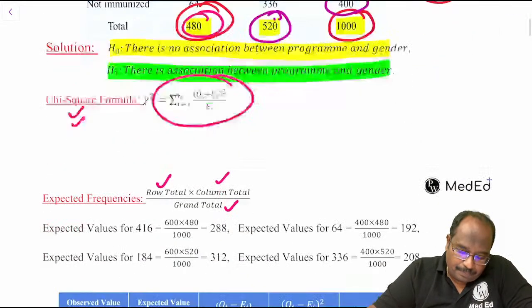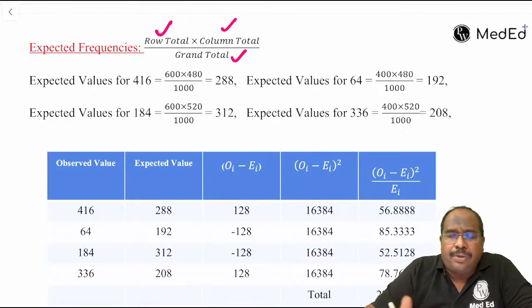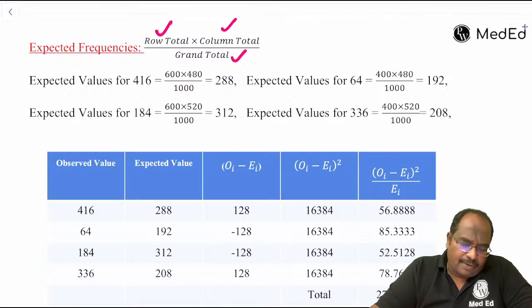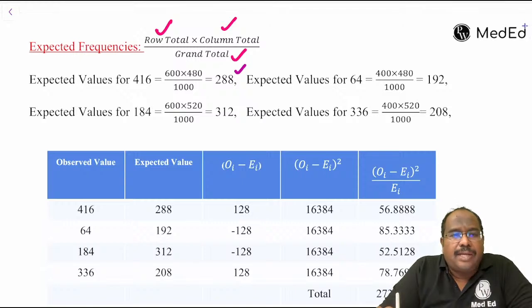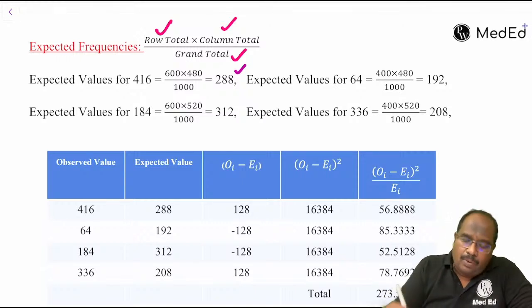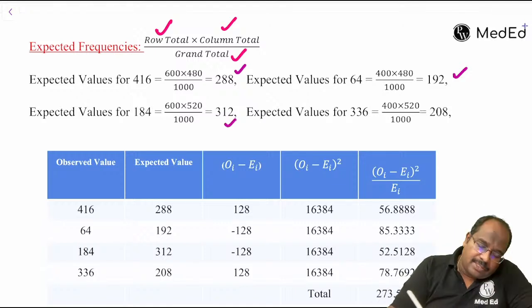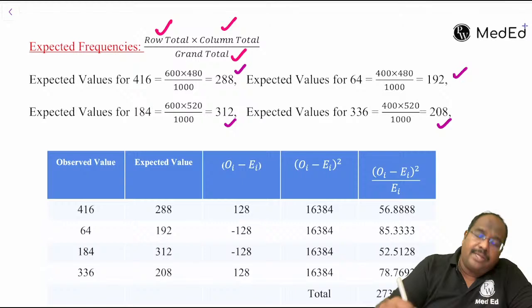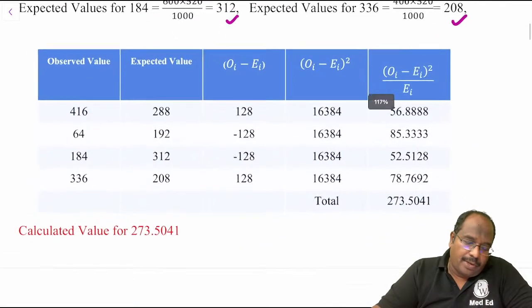Now, if you do the calculation here, I'm just giving an outline. This document is going to be sent to you. You can go through it, guys. We have these four values. For the first one, the expected value comes around 288. For the second, around 192. For the third, 312, and the fourth is 208. You are going to calculate the expected frequencies for two rows and two columns. Now what are we going to do here?